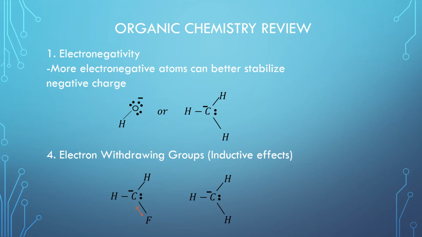Additionally, if an atom has groups near it which pull electron density away, then the atom which bears the negative charge can have some of that electron density pulled away to make it more stable. As you can see on the bottom here, the central carbon with a fluorine atom bound is better able to hold that negative charge, since the electronegative fluorine has inductive effects that withdraw electron density to stabilize the carbon, while the methyl carbon has no such inductive effects.